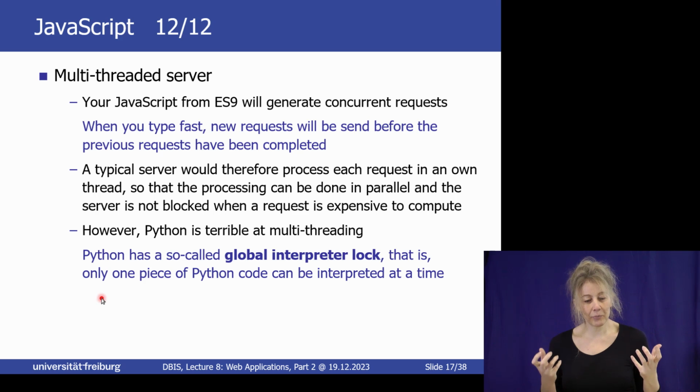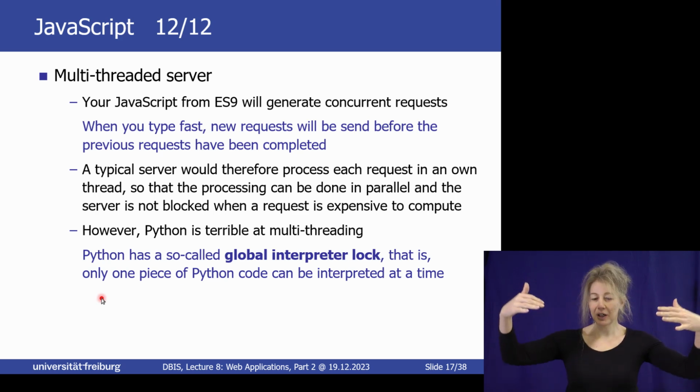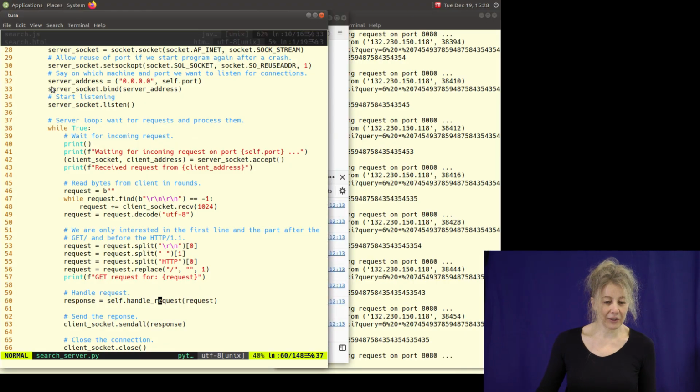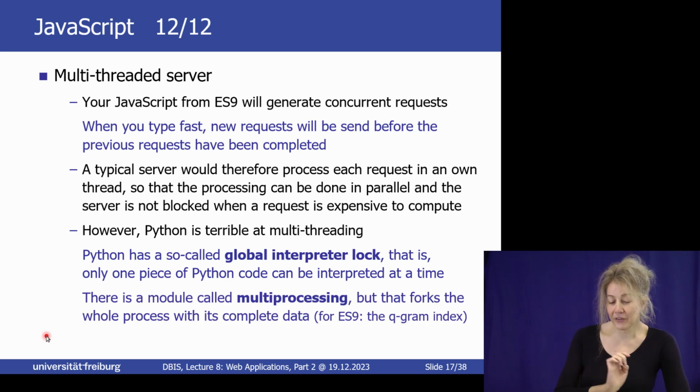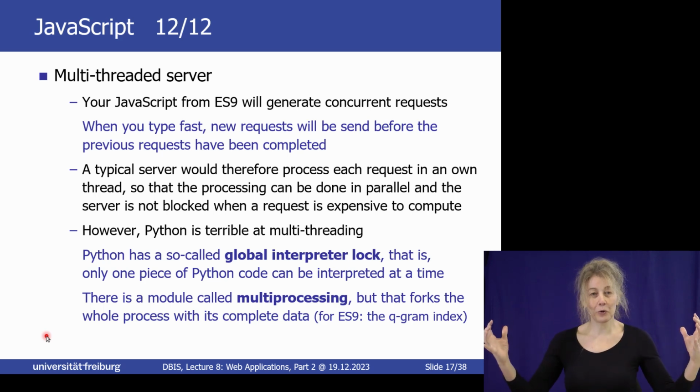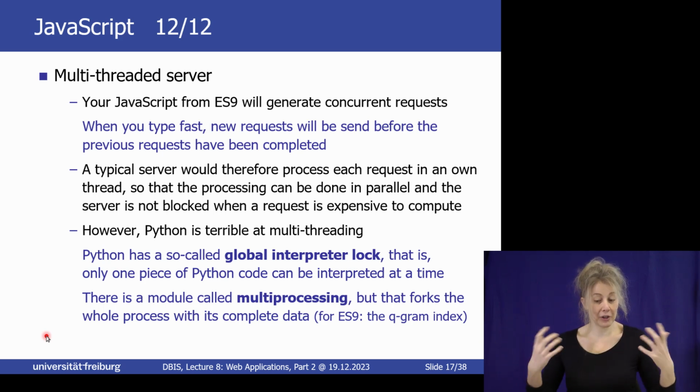Because Python has a similar problem or feature as JavaScript, that it can only execute one piece of Python code at a time, because Python is an interpreted language, and this interpreter has a lock. So you can't have two threads where one thread is executing this and another one is executing this, because the interpreter is not multi-threaded. It has state and so on. There is a module in Python called multiprocessing, but that will copy the whole process, fork as you say, and then you have two full processes with complete data.